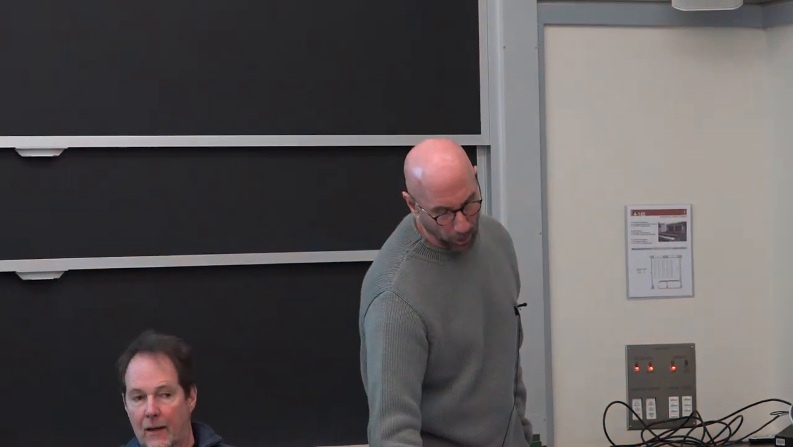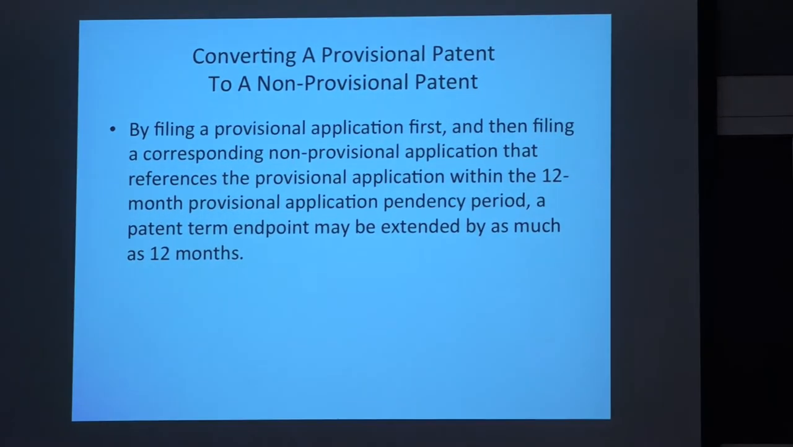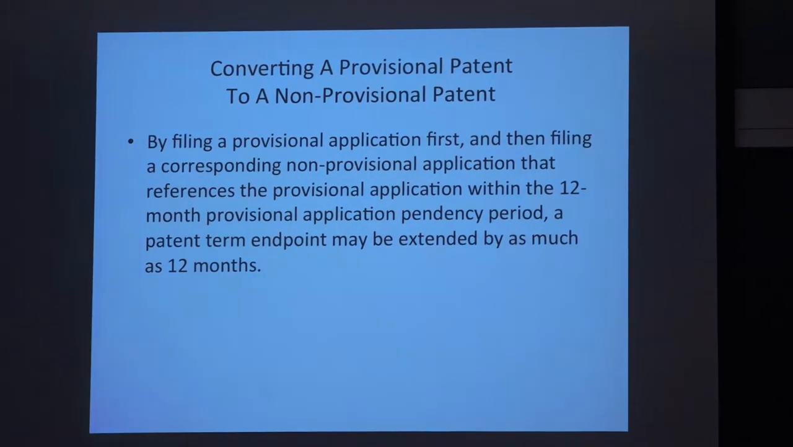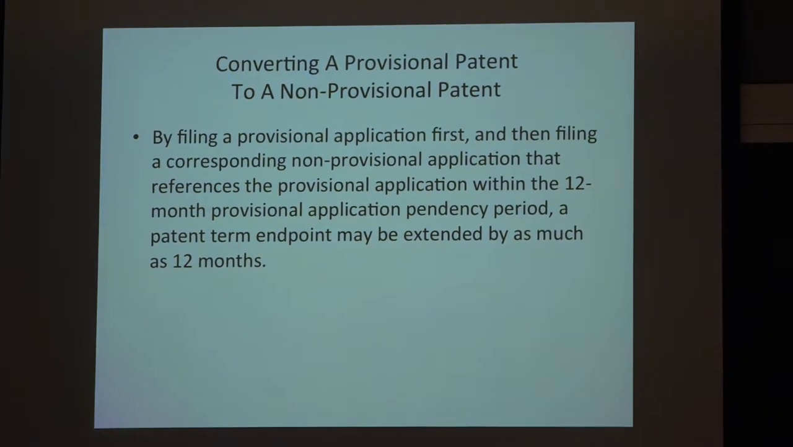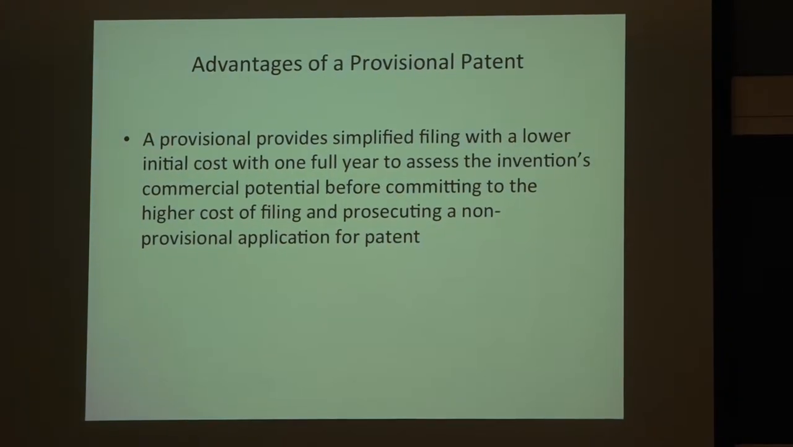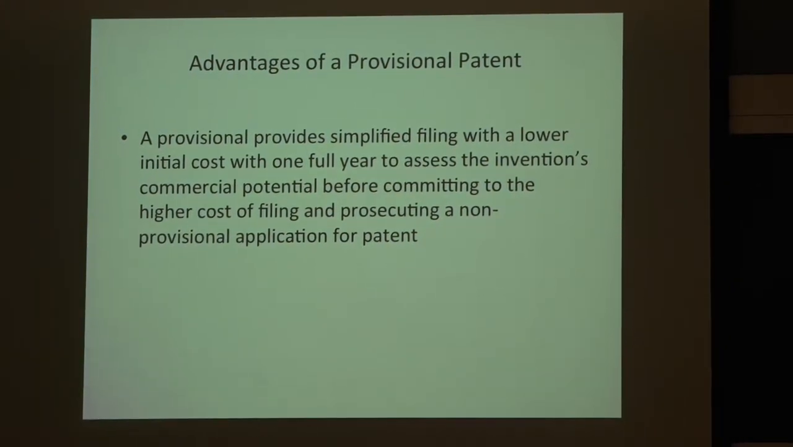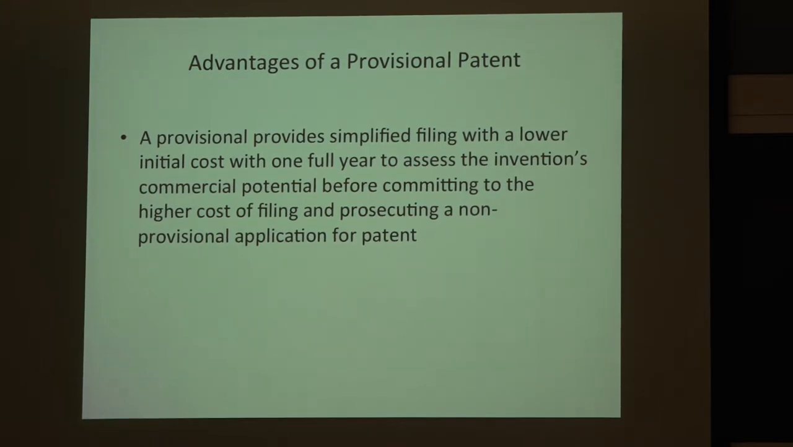So that's one of the important things to remember when it comes to converting a provisional to a non-provisional. It's all about time. It's only 20 years, and so some people feel, depending upon the invention, it's important to get that extra year. And to get the extra year, you file a brand new non-provisional, and you don't convert the original. If you convert the provisional, you lose the year.